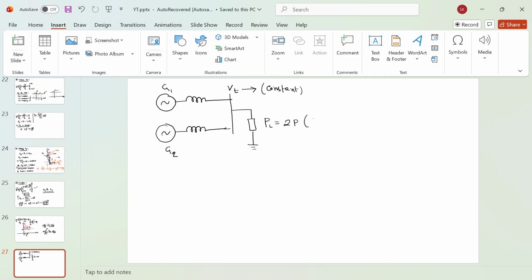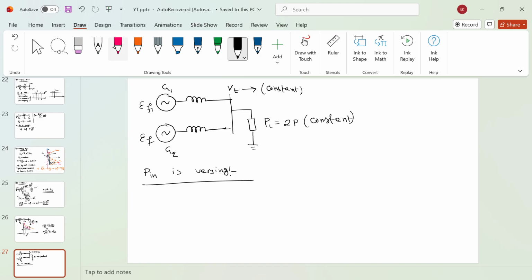Also I'm assuming this load power is constant. Okay, in this case basically there can be two scenarios. You can increase the field excitation, or you can increase the input power from the generators. So basically we will first consider the effect of change in input power. Let's say you have considered this case.